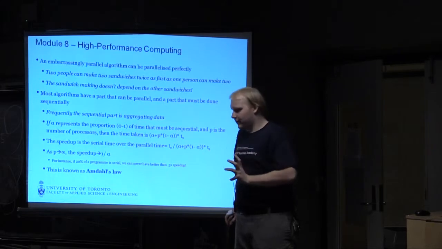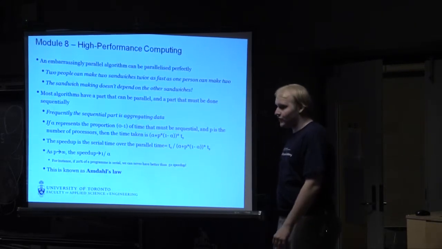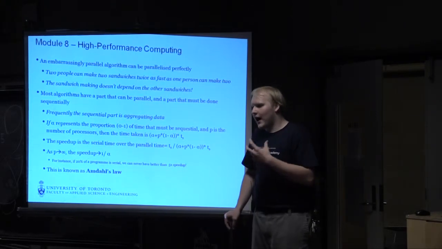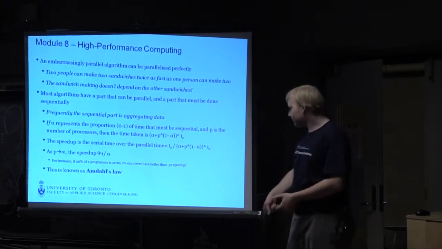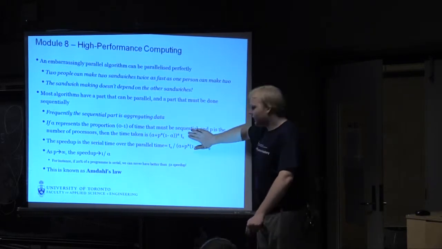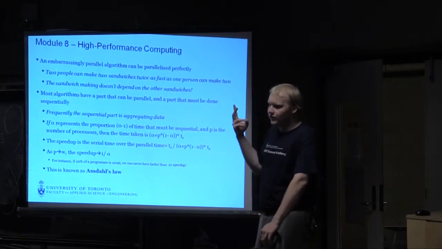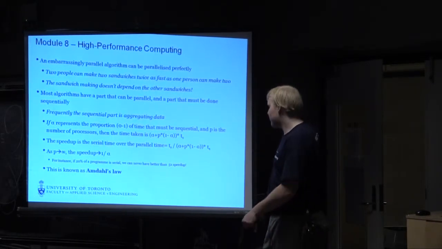We actually have a limit. If our program has a certain part that is just sequential, we have a limit as to how much speedup we can get. And we get that limit by looking at it mathematically. So say TS is our serial time. TS for the 2 sandwiches is 10 minutes, 30 seconds.